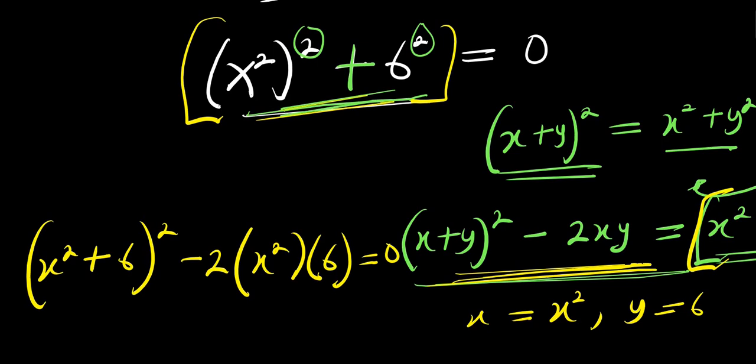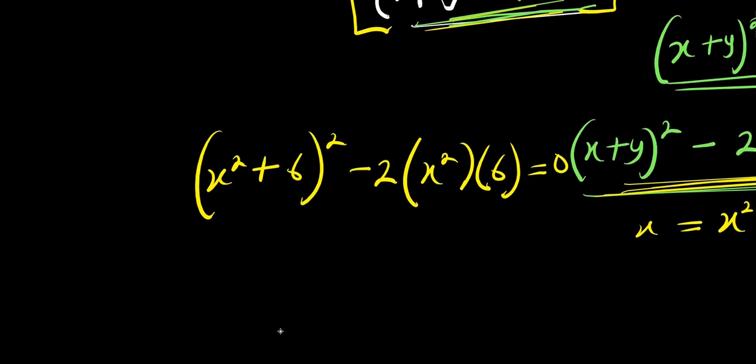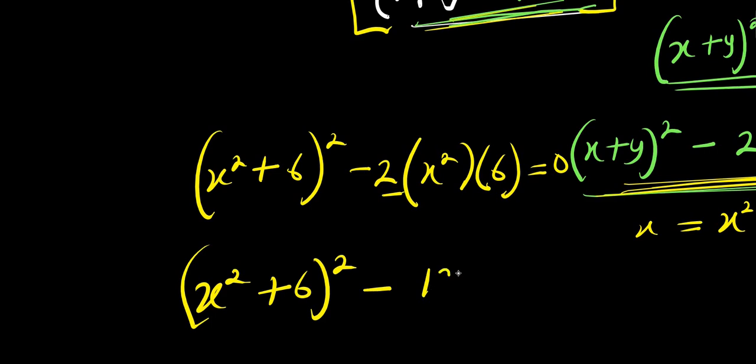So the next thing we are going to do will be, 2 times 6, that is 12. This is x squared plus 6 to the power of 2 minus 12 times x squared equals 0.